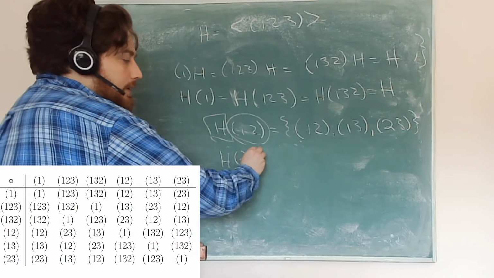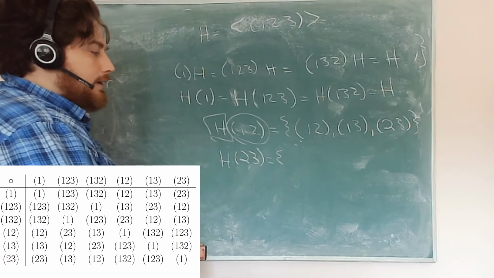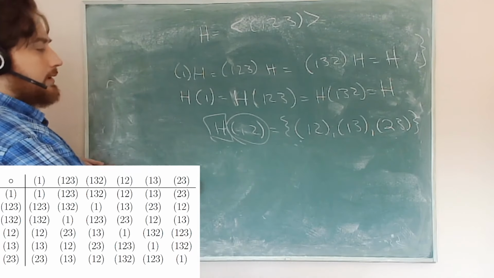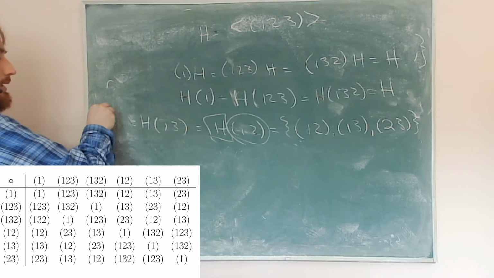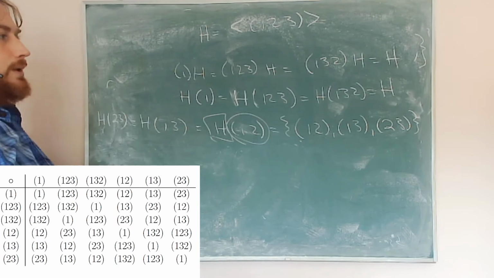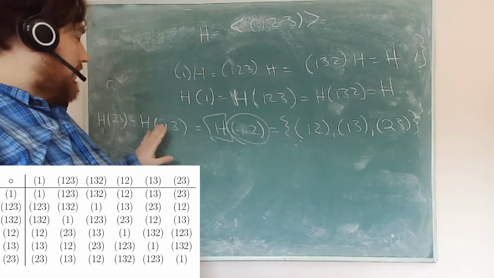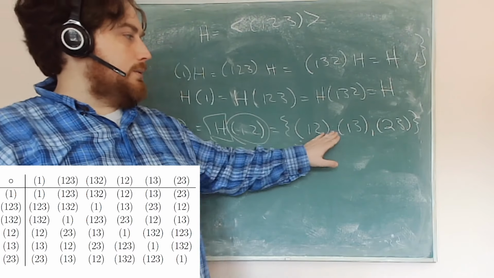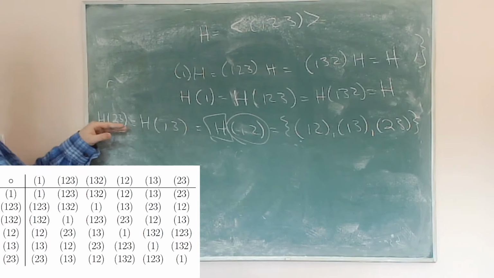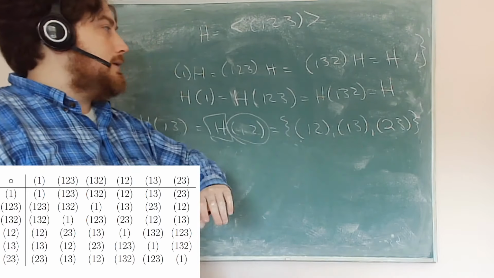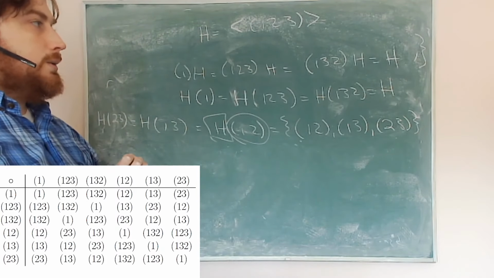Then I can move on and do H(23), and if you do that one, you get exactly the same thing. And if you do H(13), you get the same thing. So H(12) is equal to H(13) is equal to H(23). And so we have two right cosets. We either have H, or we have H(12) = H(13) = H(23) = {(12), (13), (23)}. If you're going to write this up, you could just say this is equal to this is equal to this, and this is equal to this is equal to this is equal to this. So those are the two right cosets.